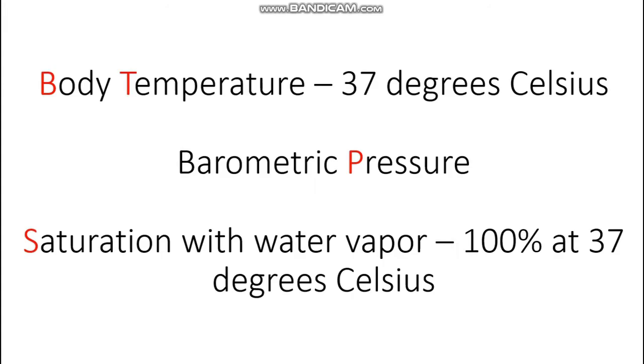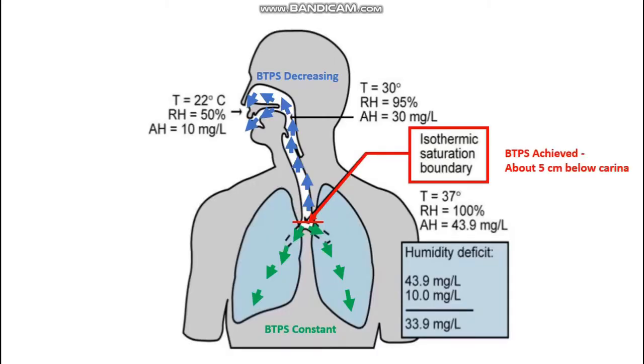BTPS stands for body temperature of 37 degrees Celsius, the barometric pressure and saturation with water vapor, which is 100% at 37 degrees Celsius. BTPS is achieved at the ISB. Air that is flowing out of the body has a decreasing BTPS as it passes the ISB. Air that is flowing into the body retains a constant BTPS after it passes the ISB.